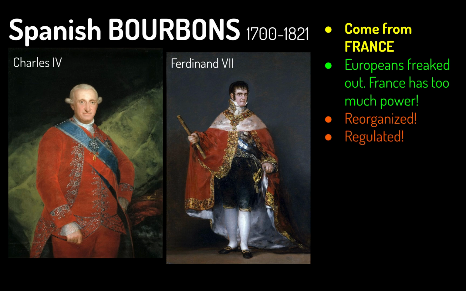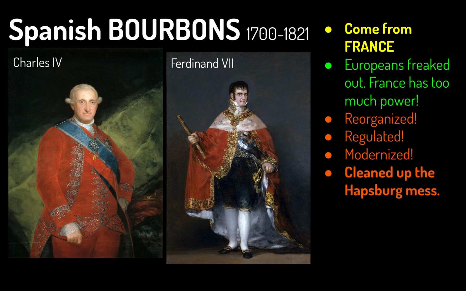They look at what the Habsburgs had created over there in the New World, and they're like, oh my God, this is so disorganized. They have to totally reorganize it. They have to figure out new ways to regulate things. They have to modernize the New World. They change a lot. They also freaked out Europe because that gave the Bourbon family even more power. They were powerful in France, and now they have power in Spain, and that was a problem. But they pretty much come in and they clean up the Habsburg mess.